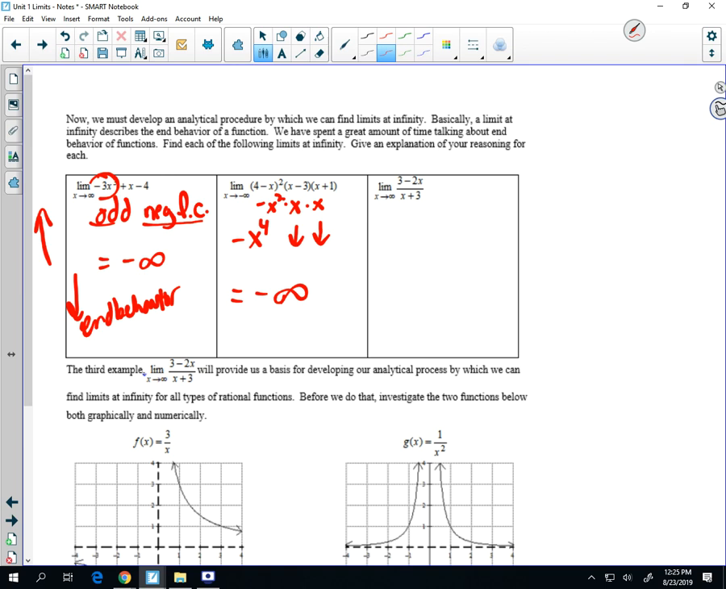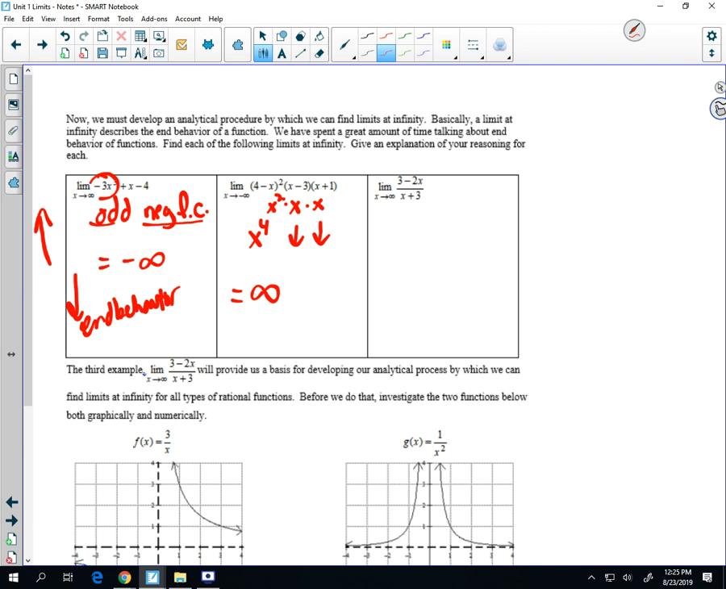I did my math wrong, didn't I? I hope you caught this. Look, I didn't multiply right. Negative x times negative x is positive x squared. So shouldn't that be positive x to the fourth? Which means I was right, except I multiplied wrong. And I should get positive infinity. Doesn't help when I can't multiply.